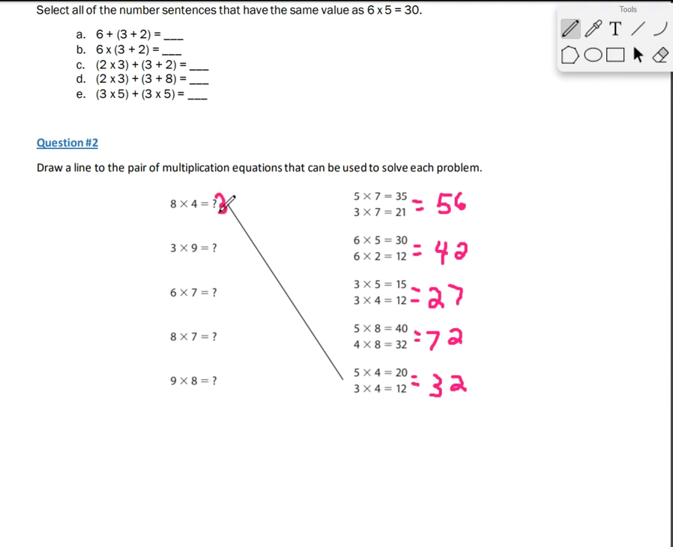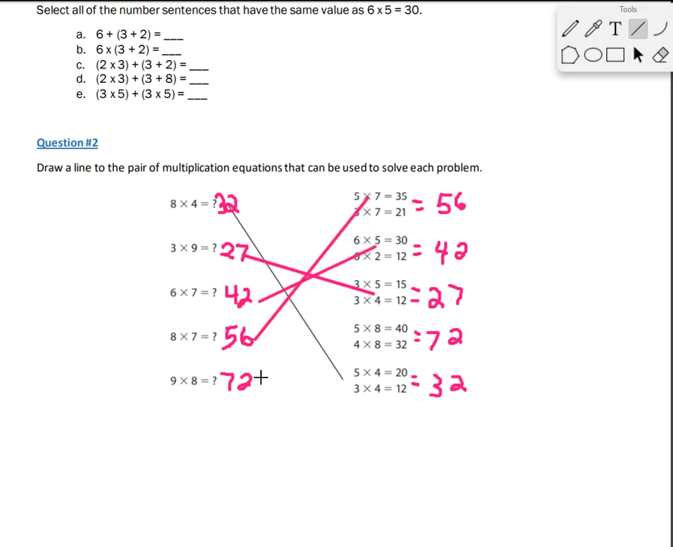8 times 4 is 32. So 32 and 32, that matches. 3 times 9, 27. 6 times 7, 42. 8 times 7 is 56. And 9 times 8 is 72. So now I'm just going to draw a line connecting my answers.